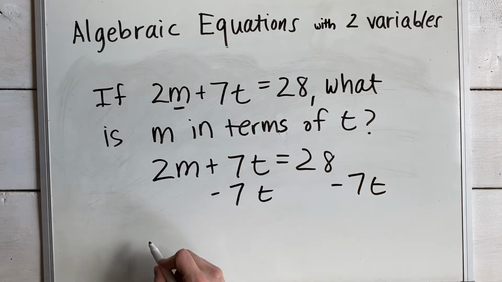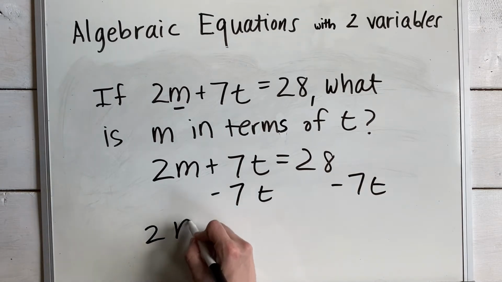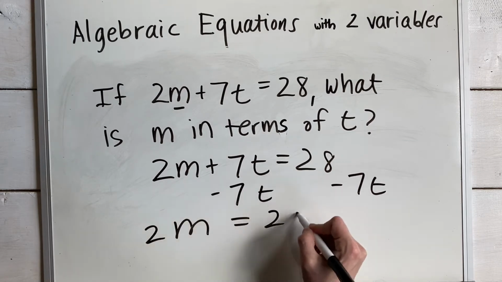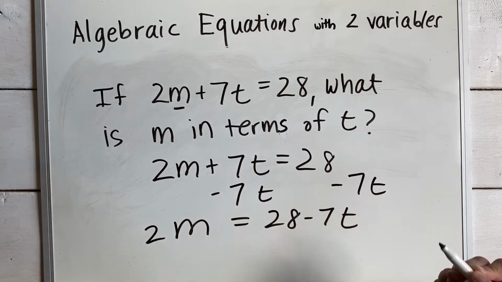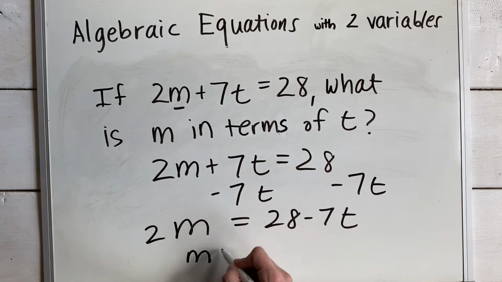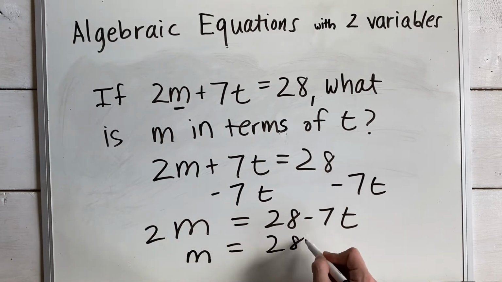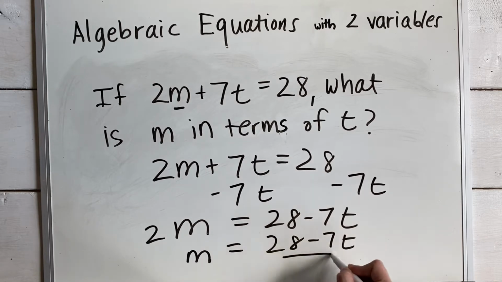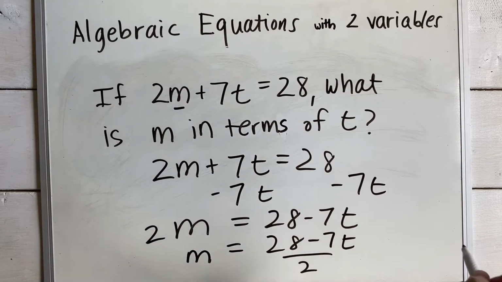We're going to get 2m equals 28 minus 7t. And then we can divide both sides by 2. And we'll have m equals 28 minus 7t over 2. And it's as simple as that. This is m in terms of t. I want to take a look at a more difficult example of this type of problem next.